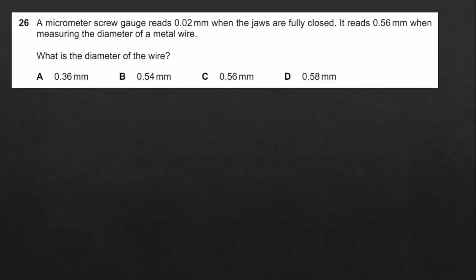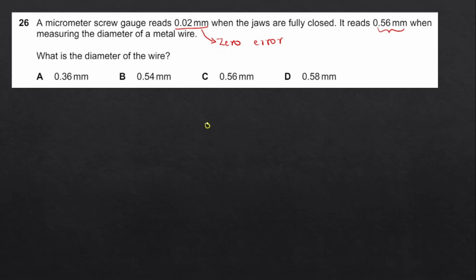Alright, let's take a look at the next question. A micrometer screw gauge reads 0.02 millimeter when the jaws are fully closed. It reads 0.56 millimeter when measuring the diameter of a metal wire. What is the diameter of the metal wire? So this 0.02 millimeter is the zero error. Now when we read 0.56 millimeter, it has already included this 0.02 millimeter along with it. That means we have read 0.02 millimeter more compared to what should have been the actual value. So let's subtract that 0.02 from the measured value.